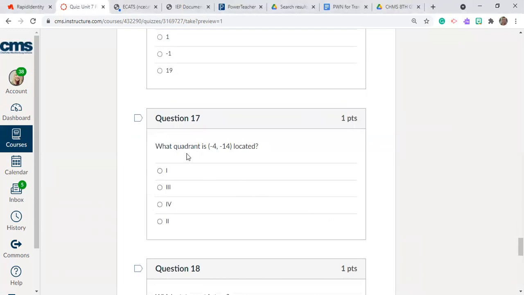Question 17. What quadrant is -4, -14 located? So again, if you have your graph paper, go ahead and draw your coordinate plane, plot the point -4, -14, and label your quadrants 1, 2, 3, 4. Remember, follow the C and number 1, 2, 3, IV. Which quadrant does it fall in? Quadrant 1, quadrant 3, quadrant 4, or quadrant 2?